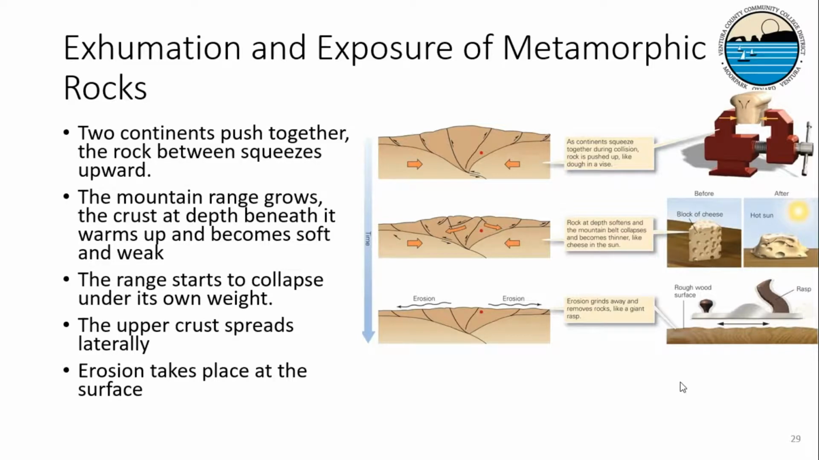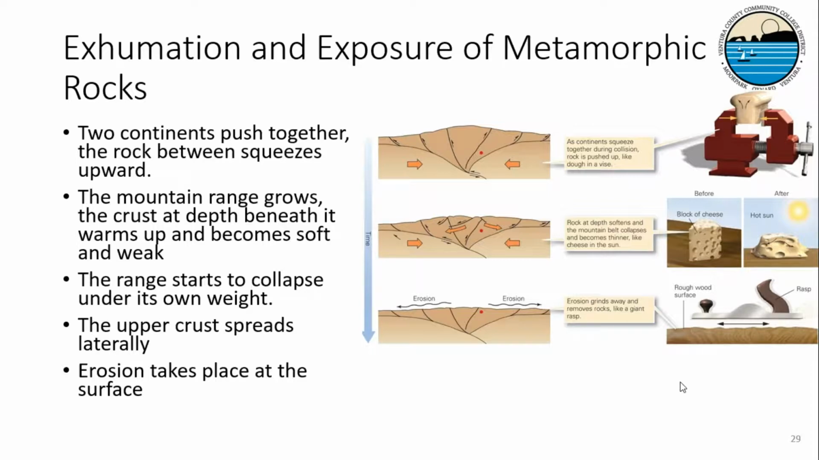Okay, so exhumation and exposure of metamorphic rocks. How do we get metamorphic rocks at the surface of the earth if they've been pushed down and buried, and it requires extreme temperature and heat and pressure? We don't see that at the surface of the earth. So why do we see metamorphic rocks at the surface of the earth?